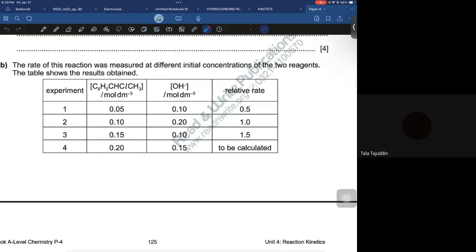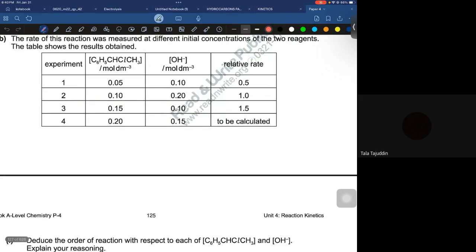you are supposed to first find out the order of reaction with respect to this, because this and this are the same, so you can study the effect. So what I am doing: 0.15 over 0.05 raised to the power x, equals 1.5 over 0.5. Can you tell me an answer? If you divide, it is 3 raised to the power x, and it's also 3, so x is equal to 1. So I know the order of reaction with respect to C6H5CHClCH3 is 1.